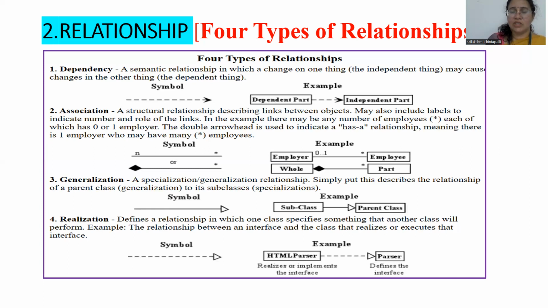Then we have generalization relationship. It represents parent-child relationship. Inheritance is represented using this generalization. This is represented as a hollow arrow, and it showcases hierarchy.